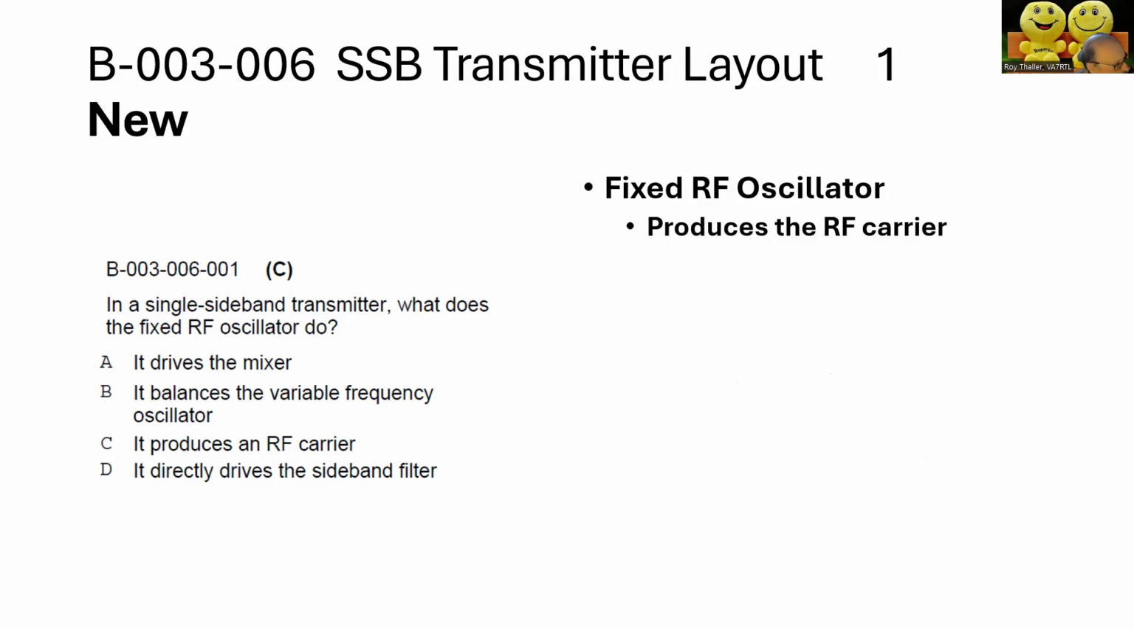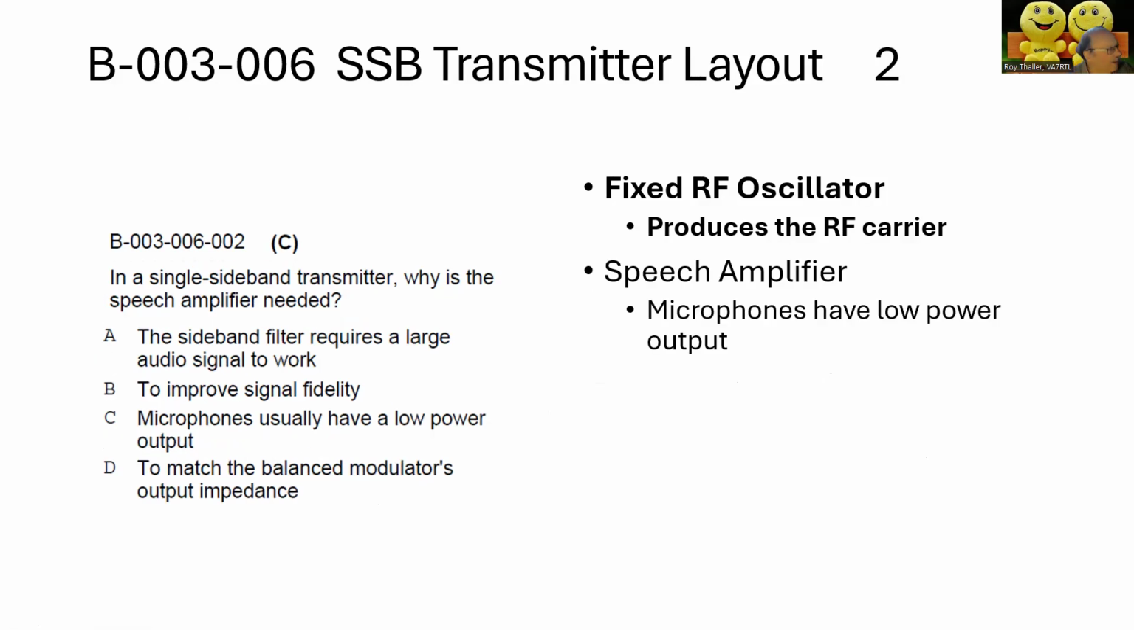In a single sideband transmitter, what does the fixed RF oscillator do? So C is the correct answer. It produces the RF carrier. Here is another question. In a single sideband transmitter, why is the speech amplifier needed? The microphone usually produces a low power output. So a speech amplifier amplifies your voice into a stronger electrical signal. So C is the correct answer.